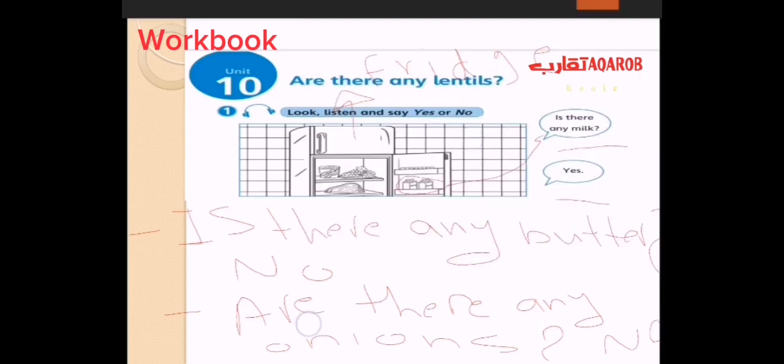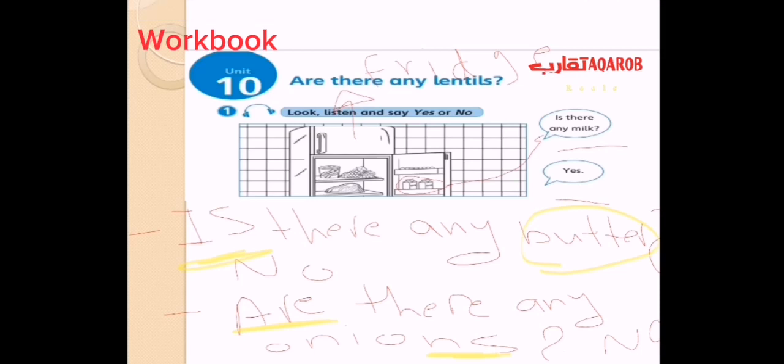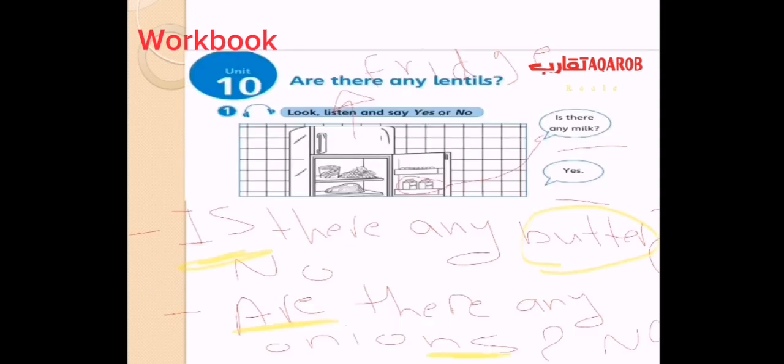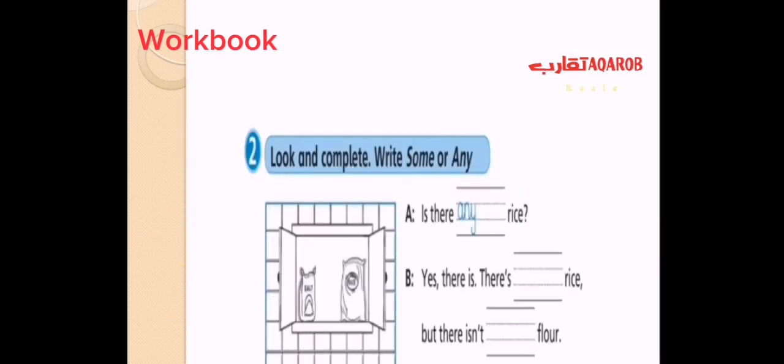In this question, and the first one, we will use is. Excellent. Here, because we ask about butter, and this is uncountable and it's always singular. But here we will talk about onions, and this is a countable noun and plural. If we want to make another question, we will ask about yogurt. Is there any yogurt? Yes.